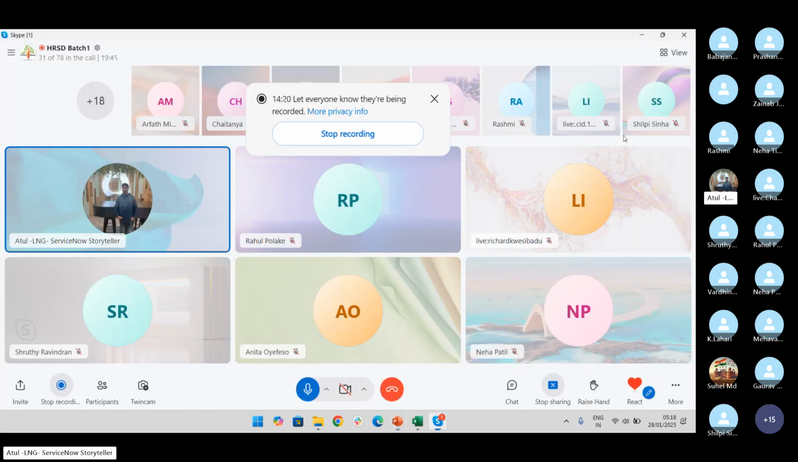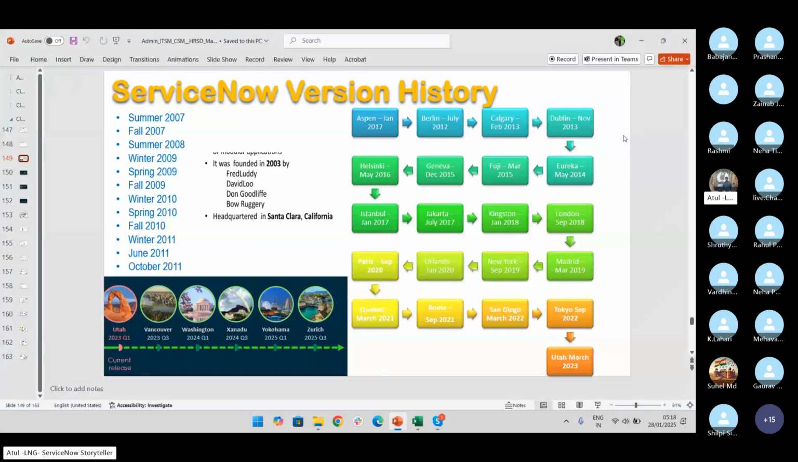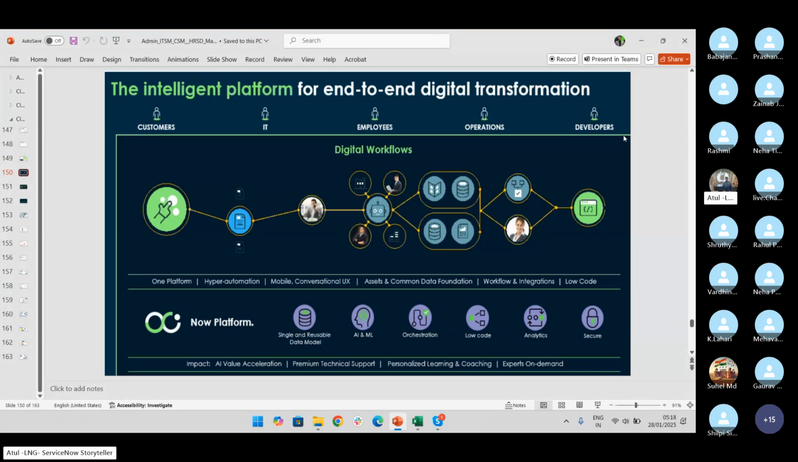Now the question comes, Atul, what about the capabilities? You are saying that we are going to discuss the capabilities of ServiceNow. The next slide will show you this. It is the intelligent platform which covers customer, IT, employee, operations, and developers. Let me give a little understanding about this.